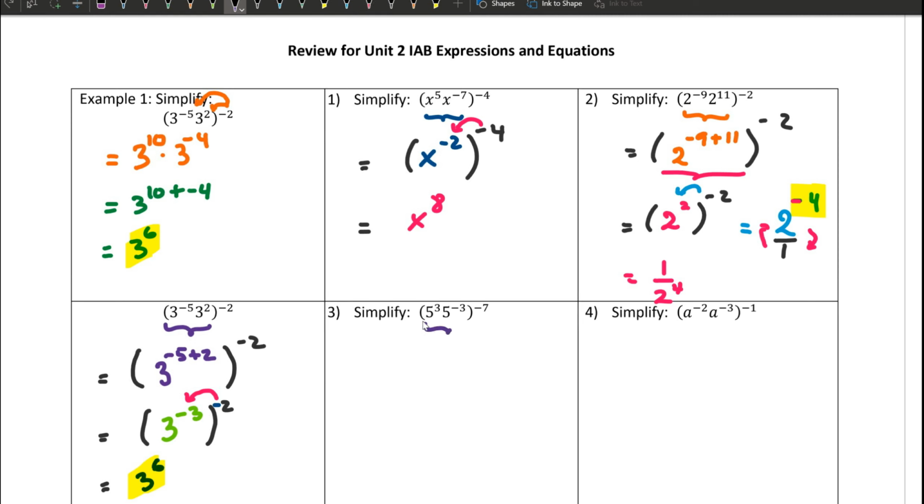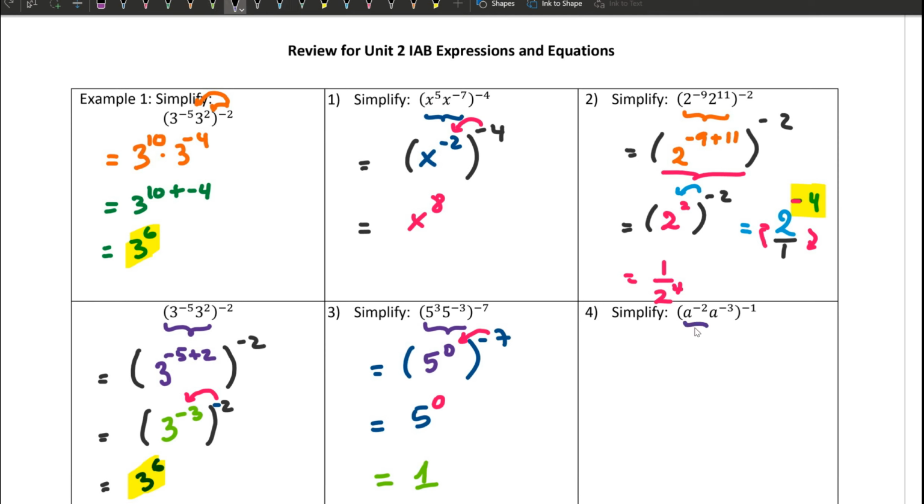Okay, number 3, same concept. So 5 to the 3 plus negative 3, which means 5 to the 0 power. One more time, 3 plus negative 3, that will be 0, raised to the negative 7, which gives you 5 to the 0 times negative 7, which is 0. Negative 7 times 0 is 0. Any number raised to 0 power is equal to 1. Hopefully you remember this. We've been seeing this a lot of times now, at least 1 for each week on the bell work.